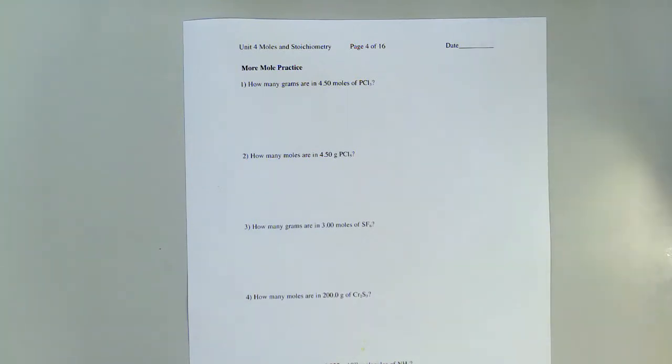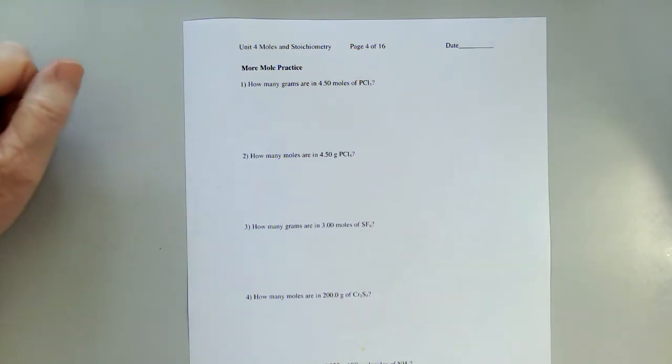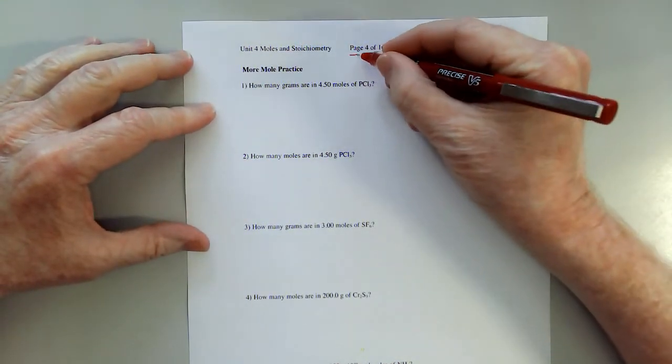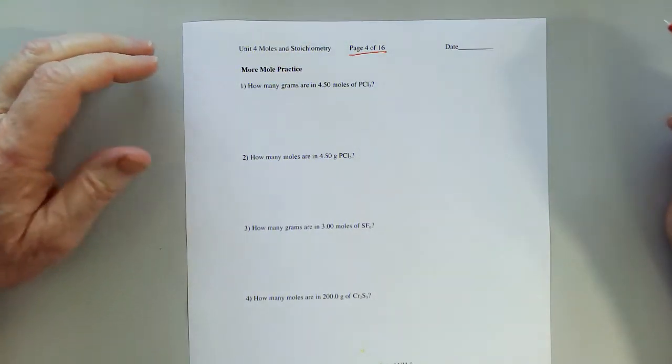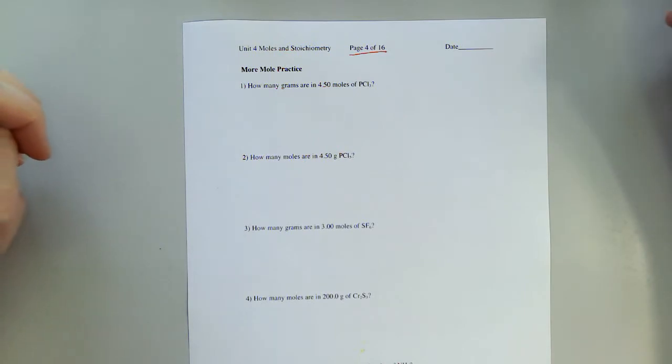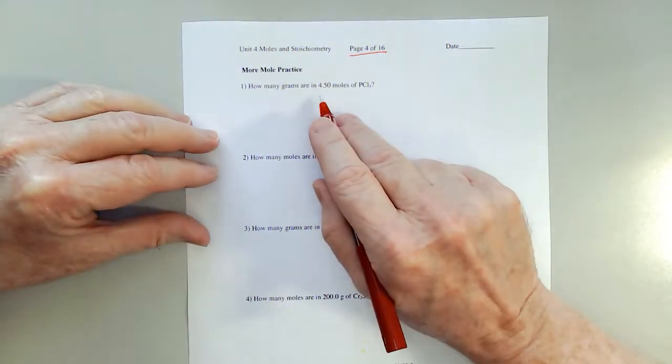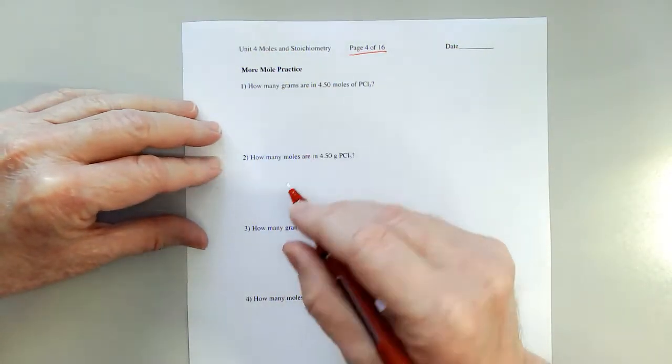Hey everybody, Morgan here. So we are on Unit 4, Moles for Honors Chemistry. We're looking at page 4 of the lecture outline, and we're going to do just some practice calculations for the next couple of pages. So we're starting off with this question: how many grams are in 4.50 moles of PCl3?